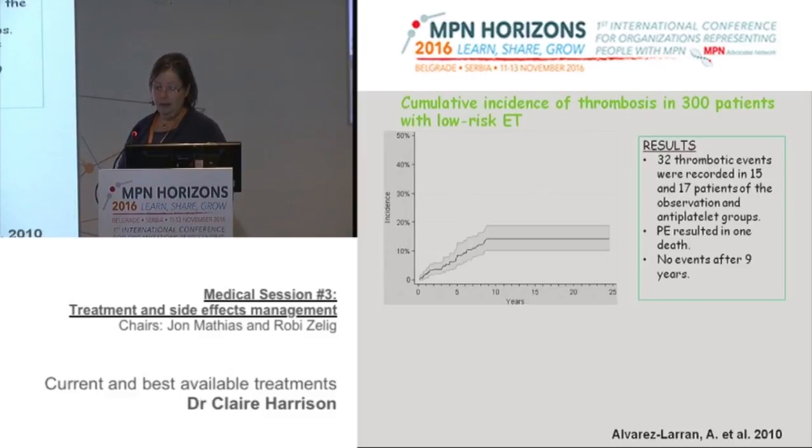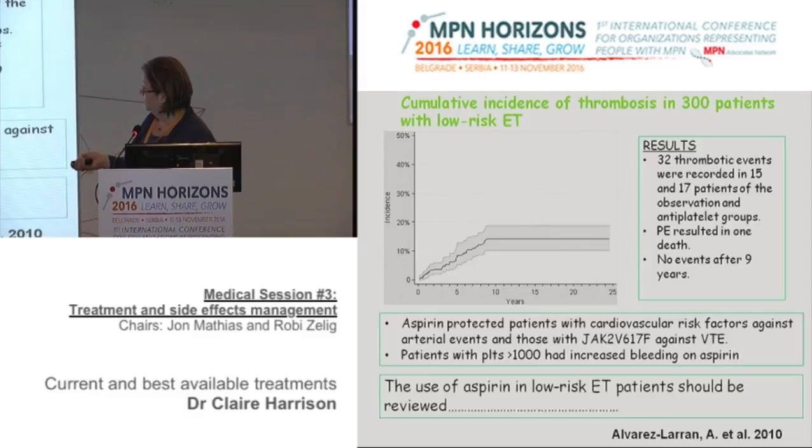So here in this analysis of 300 patients from the Spanish registry, these patients were low-risk ET patients. They were variably treated by their clinicians, so it wasn't a randomized study. There were 32 thrombotic events: 15 in patients who did not receive an antiplatelet drug and 17 in those who did. One so-called low-risk patient died of a thrombosis, so it's not completely absence of risk, it is low risk. And interestingly, after 9 years, there were no events.